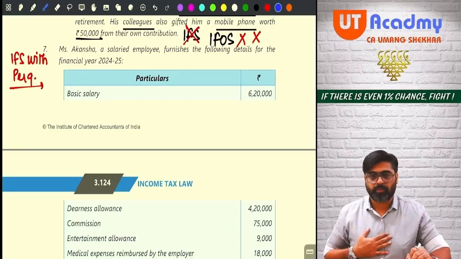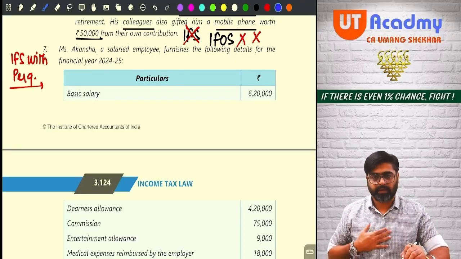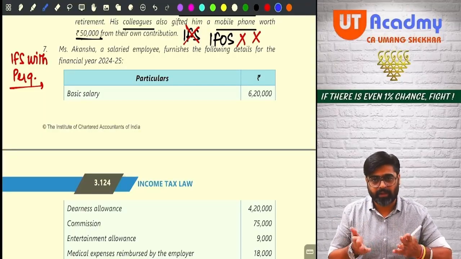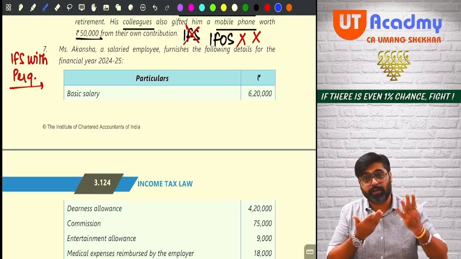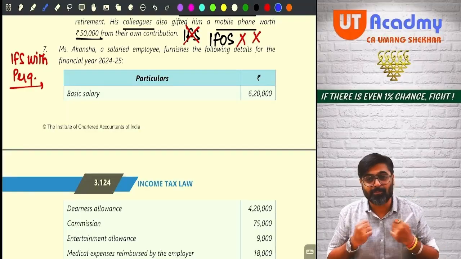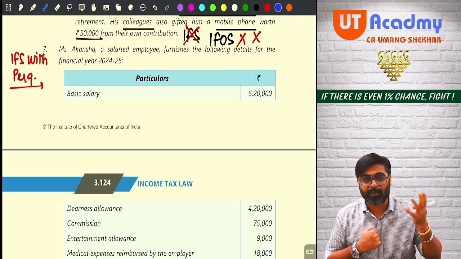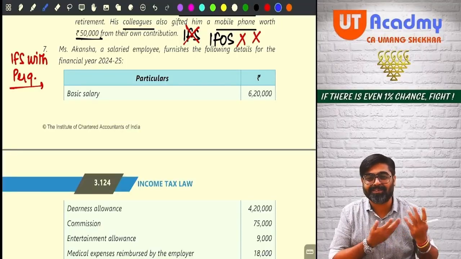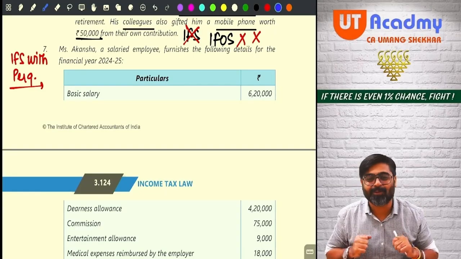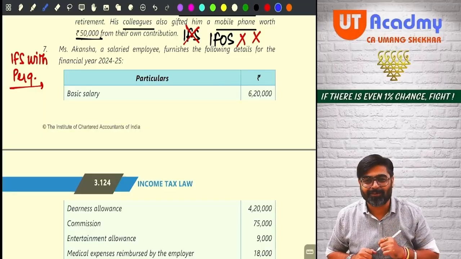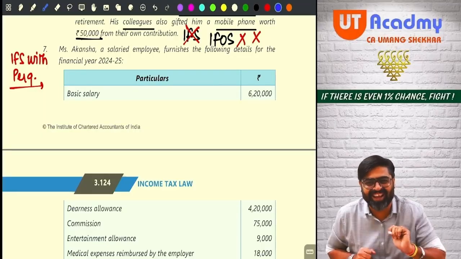So Akanksha happens to be my younger sister. Till this question came to me, I was not aware that she is already employed somewhere. I came to know from this question that she has got a job. Okay, I will have to congratulate her because ICAI study mat is telling me that my sister has got a job. Wow, wonderful. So I'm very happy for her. But equally sad also that she did not tell me.